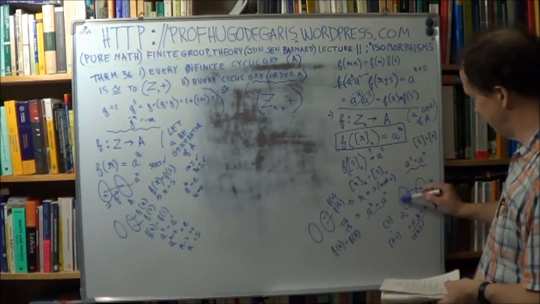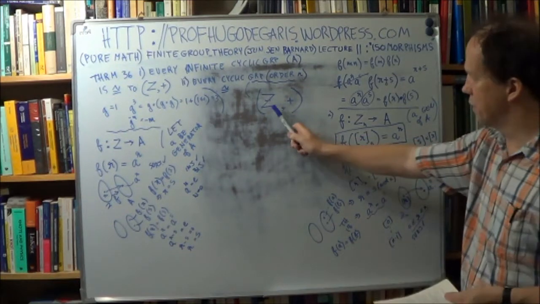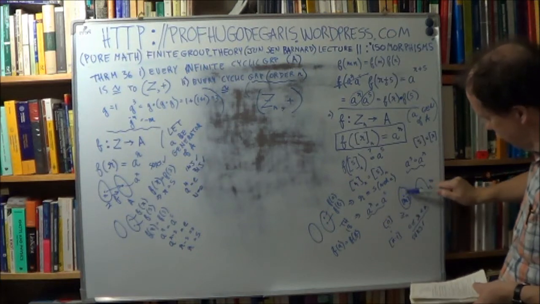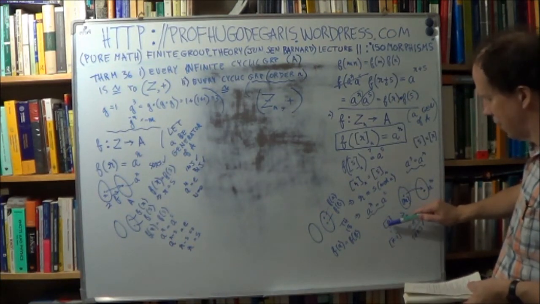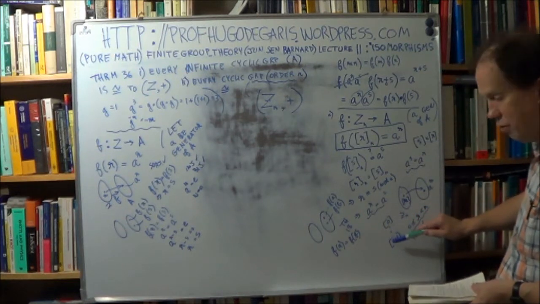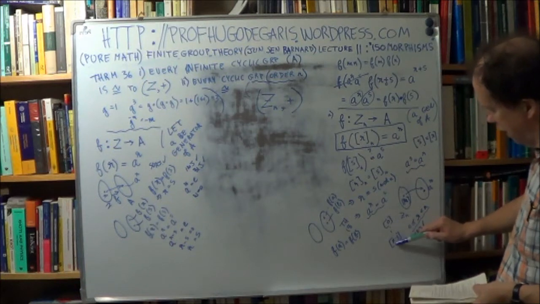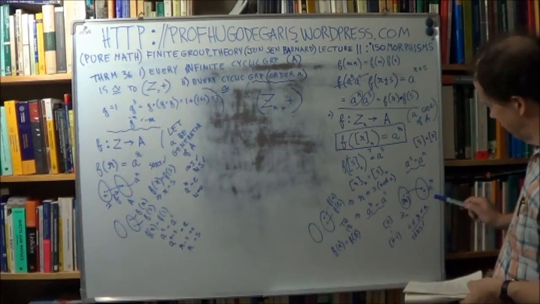What's the size of this one? Well, it's this group, and what's the order of this group? Well, it's n, right? Here, this group consists of elements, residue classes. The residue class 0, dot, dot, dot, the residue class n minus 1. So this contains n elements, right? And this one as well.